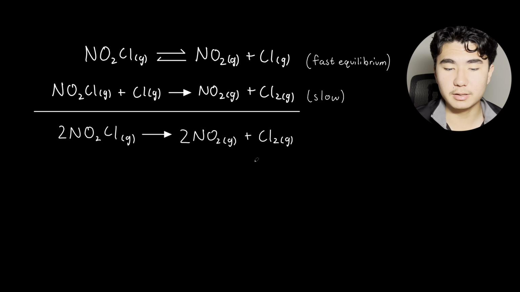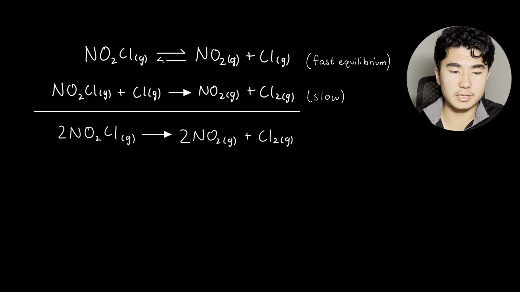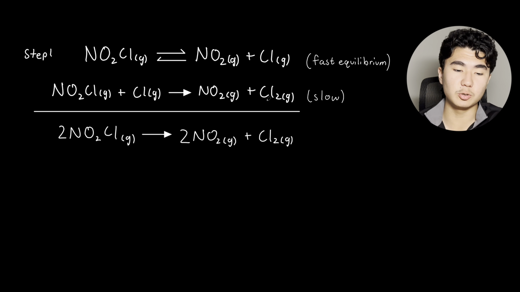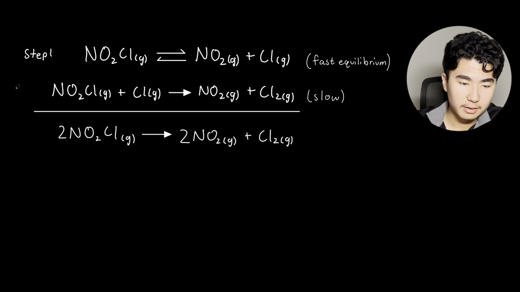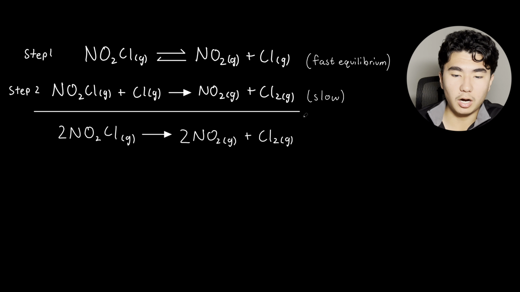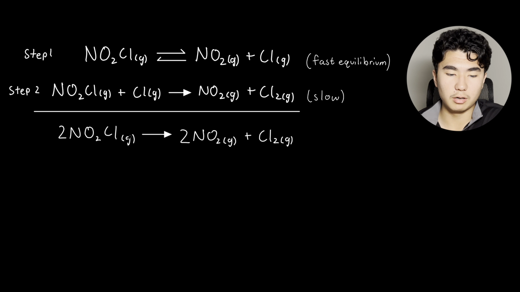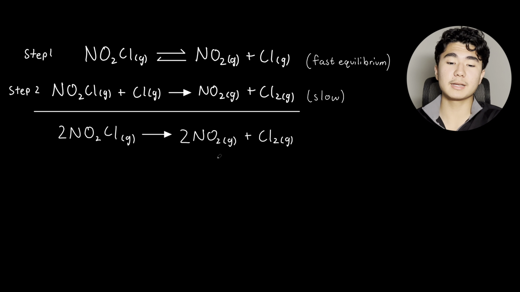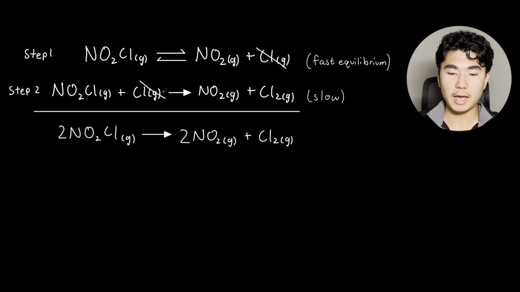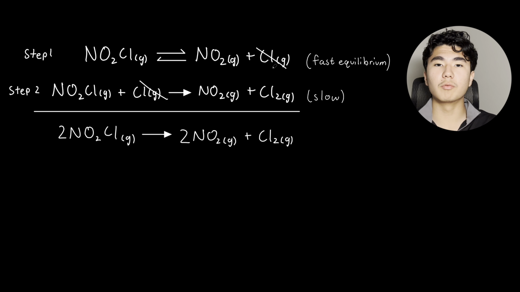Now, what if we have something like this, where the first step over here, so I'll just put step 1, is classified as fast equilibrium, but our step over here, that would be step 2, is classified as slow. Now obviously we have this overall reaction of 2NO2Cl goes to 2NO2 plus Cl2, the chlorine gas. And how we got there is by taking out our intermediates. So this is an intermediate, this was an intermediate, and that's where we got our overall reaction.